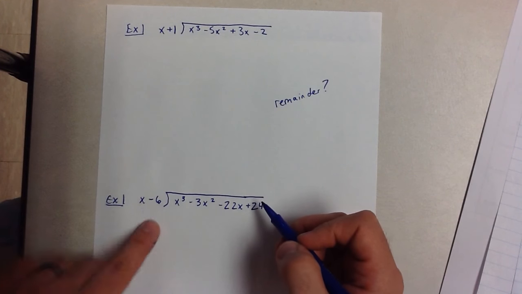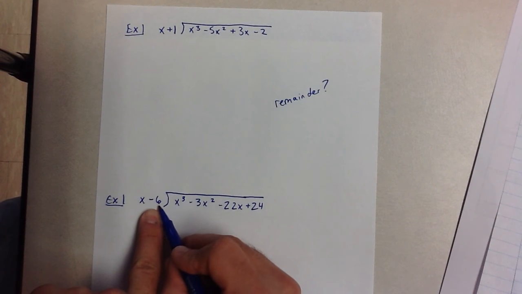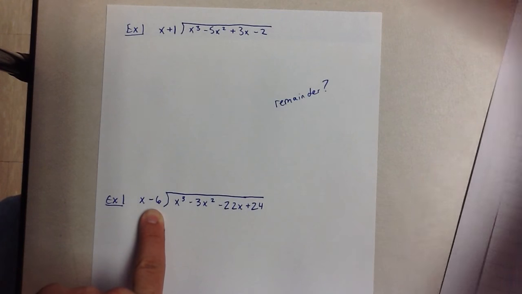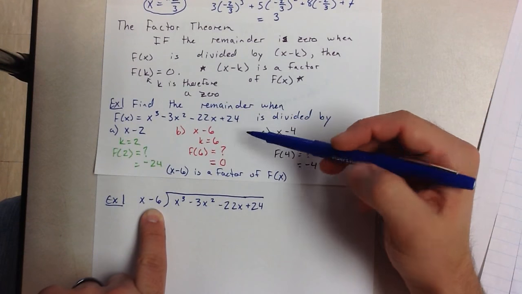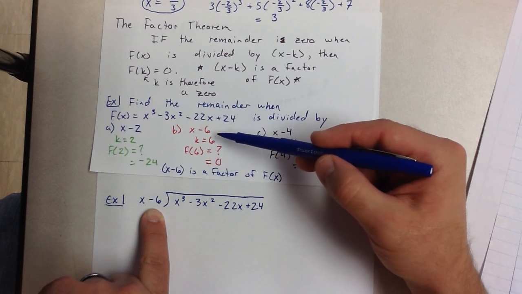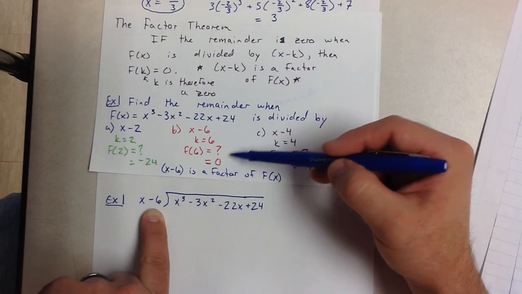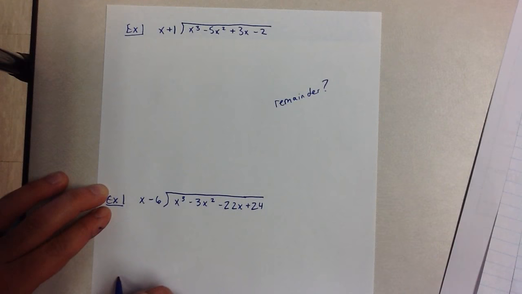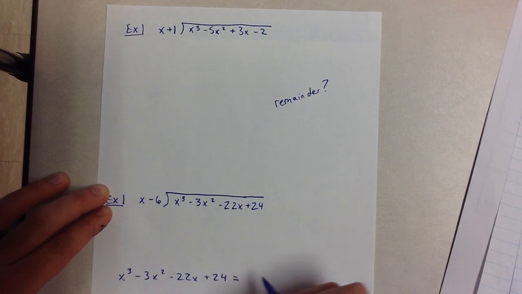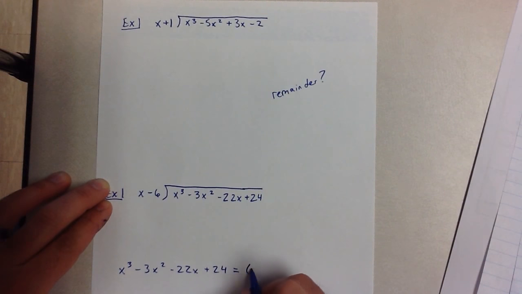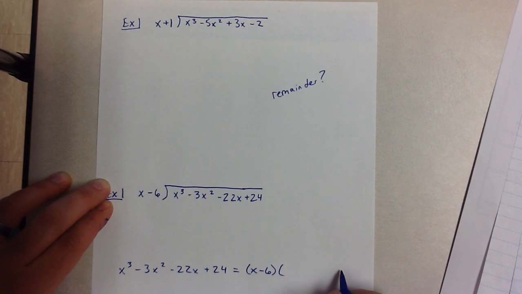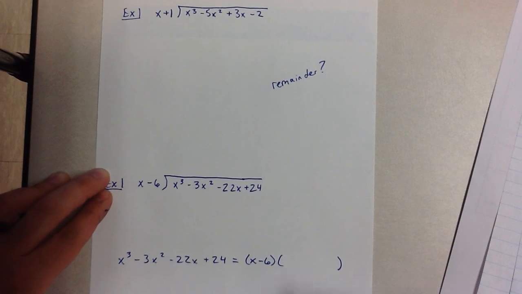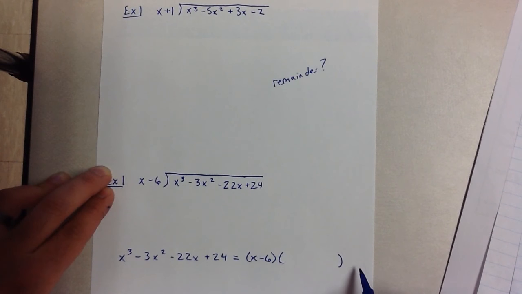I believe we should already know what's going to happen in this problem because of what we found in this situation. We found that x minus 6 does in fact give us a remainder of 0. So we will see that we can write x cubed minus 3x squared minus 22x plus 24 as x minus 6 multiplied by some other polynomial, I believe a quadratic, with no remainder needed.